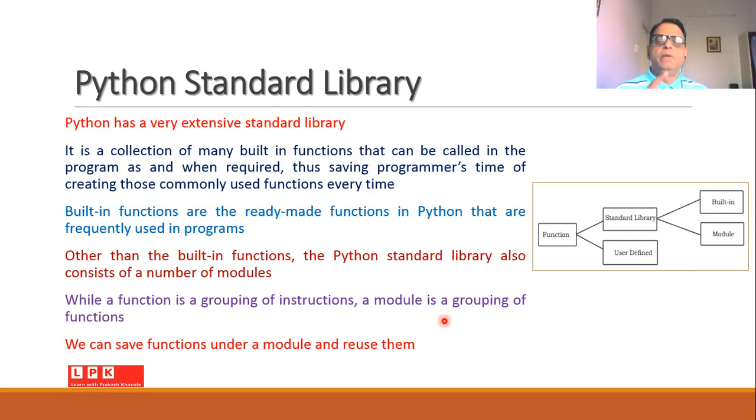So you can always make use of the built-in functions, and also of modules, where several functions are defined. Those functions can also be used by the programmer while writing the code. We can save functions under a module and we can reuse them whenever they are required.